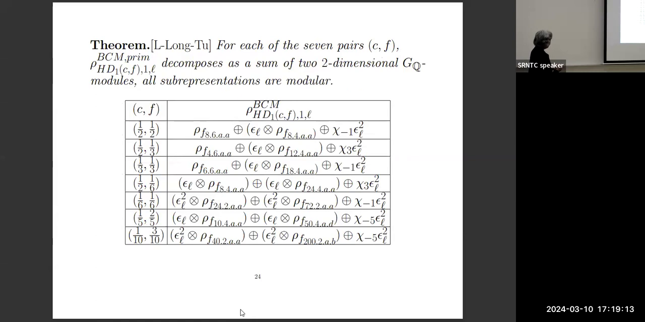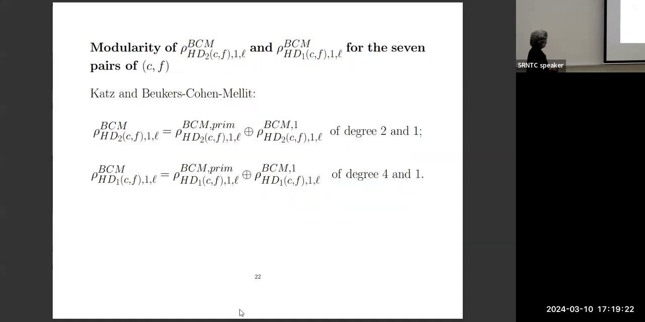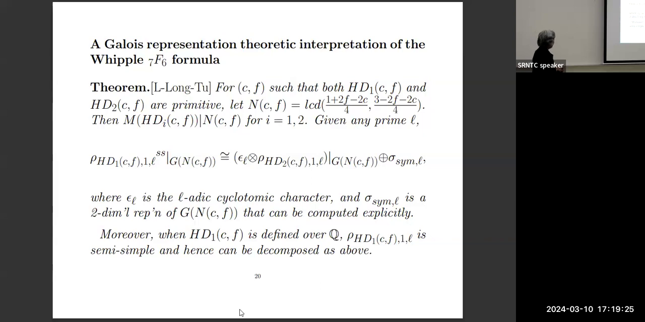Then for the first datum, the primitive part has degree 4. So let's recall the theorem here. The degree 5 representation here is isomorphic to a degree 3 plus degree 2, and the degree 3 here decomposes as a degree 2 plus degree 1. So the degree 4 representation here is a degree 2 plus degree 2, so it has 2 pieces. And the piece which has something to do with the second datum automatically has a cyclotomic twist in front of it.